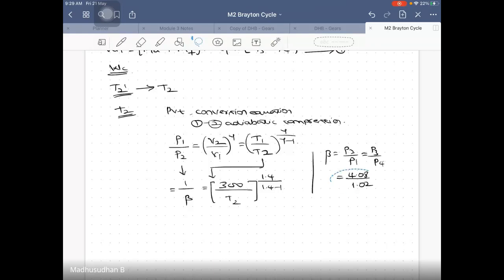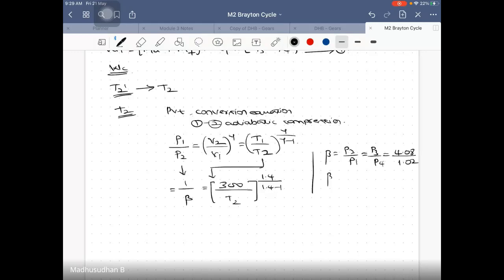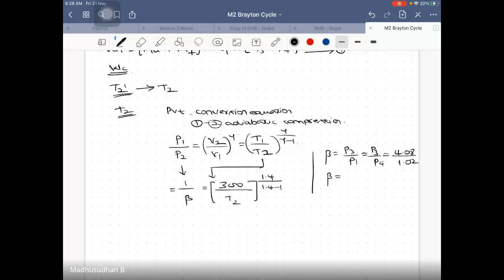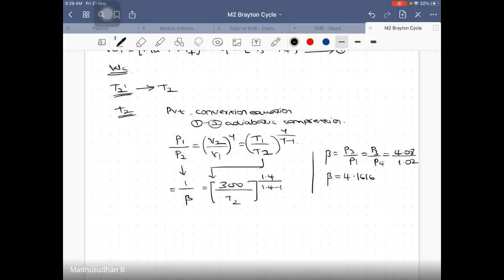What is the value? Beta is equal to how much? 4.1616. Okay, just a minute. Same thing you can substitute here. It is 1 divided by 4.1616. From this, what is the value of T2 in Kelvin?